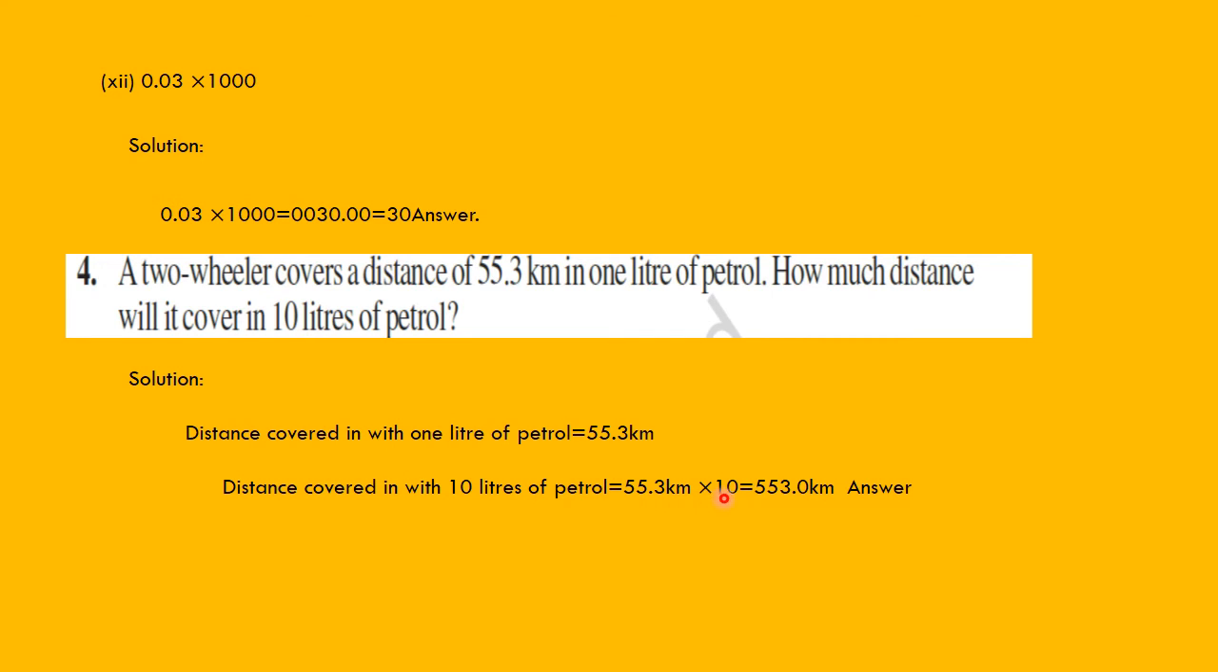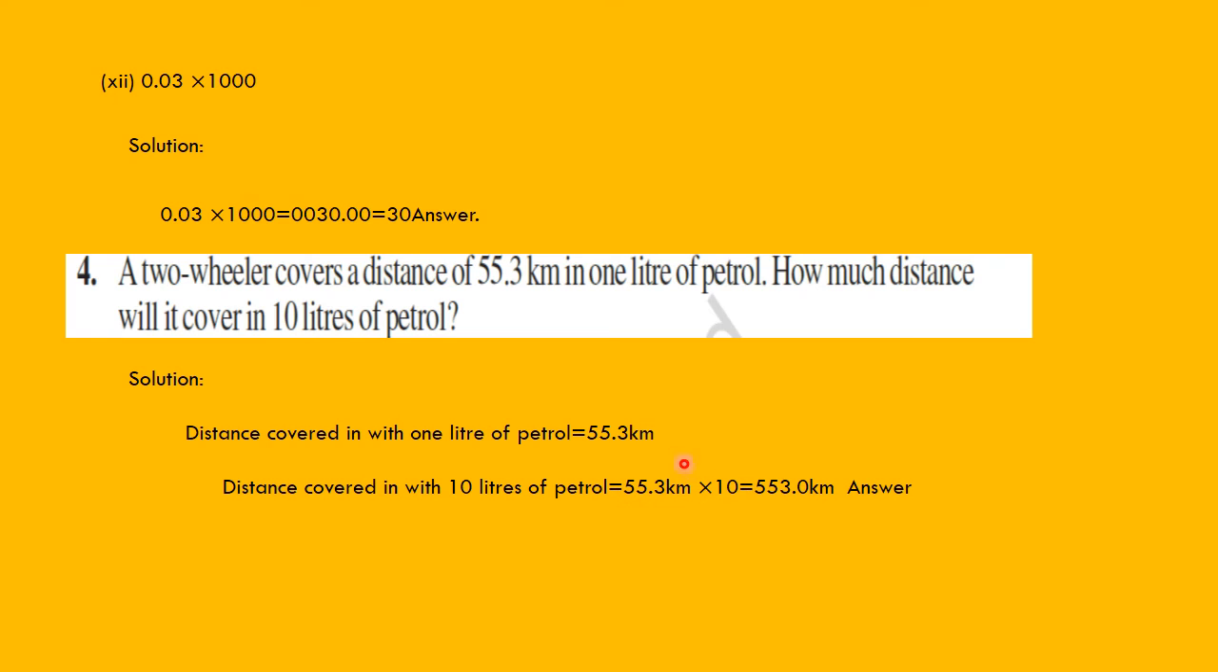So 55.3 into 10, what happens? We add 0 to the right of the number, so 5530. Now how do you put the decimal place? How many decimal places are there? Only 1 in the first number and none in the second number.